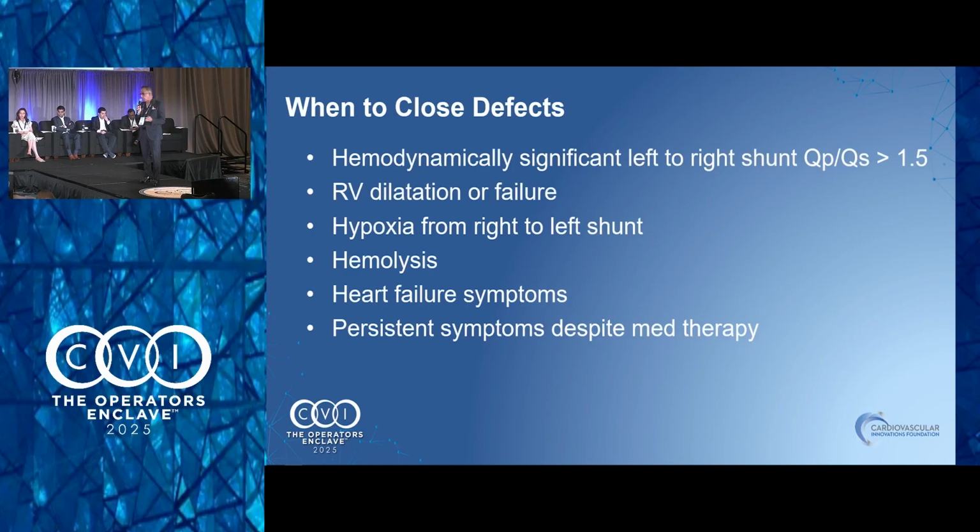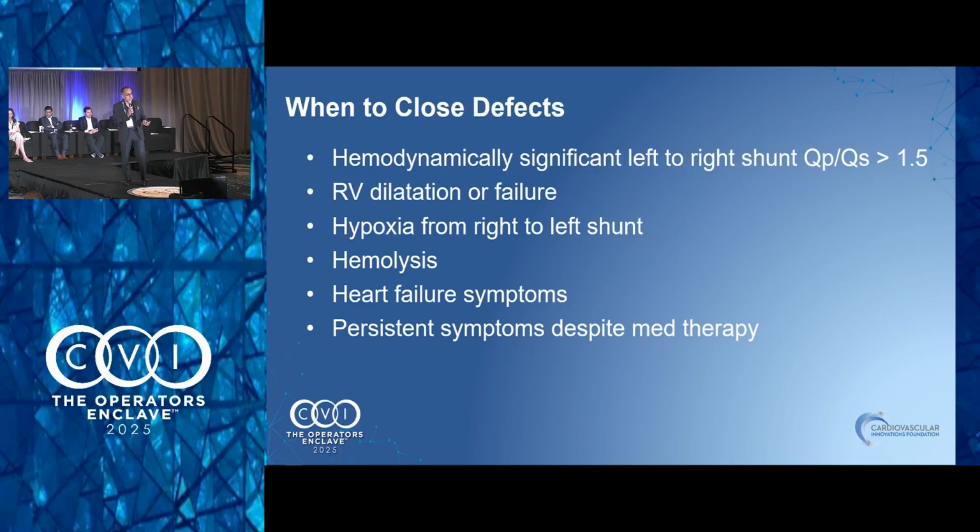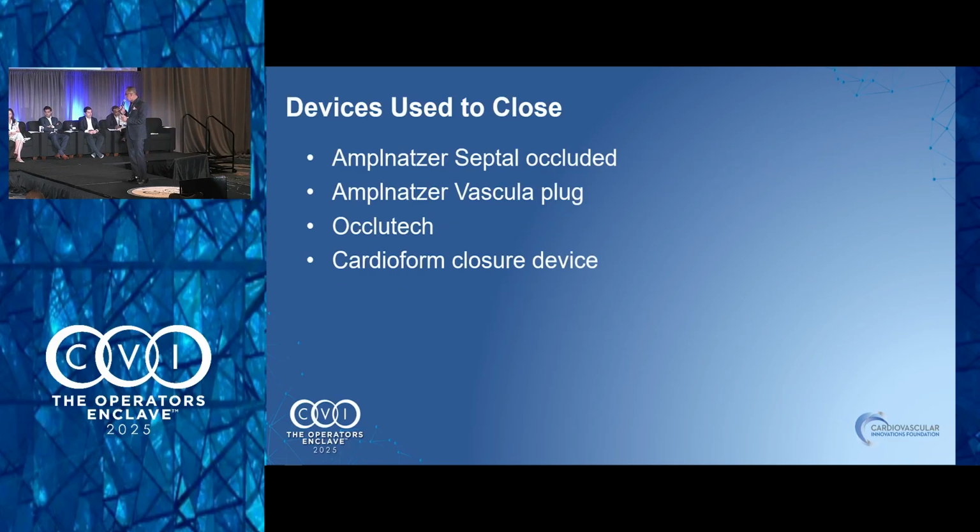So when do we close? We all know that: hemodynamic instability, RV dilatation, hypoxia, hemolysis, heart failure symptoms or persistent symptoms despite medical therapy. So the way I learned, and in the last 15 years, I'm very conservative. But let's see what you guys think, especially the panelists. The devices we have all seen: the AVP, the Occlutech, the Cardioform, the Implanter. Those are usually what we use.